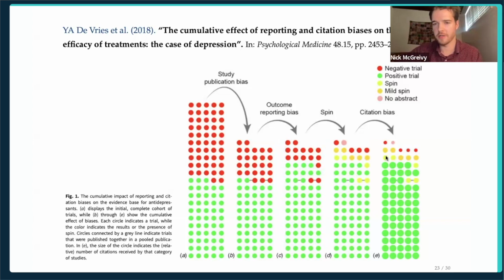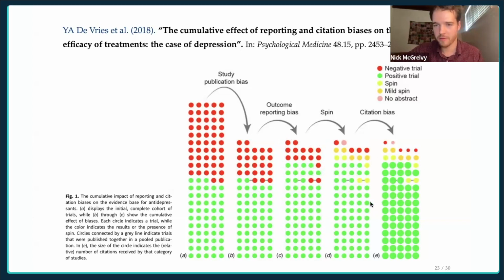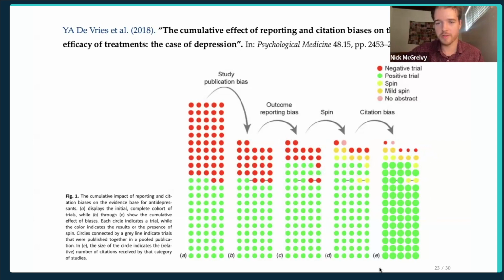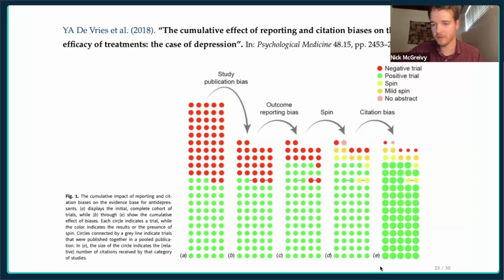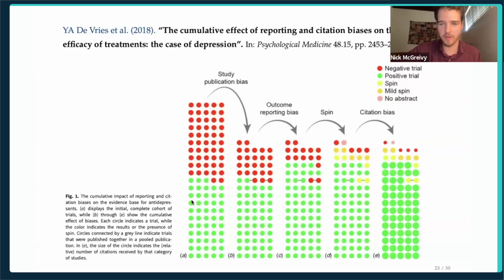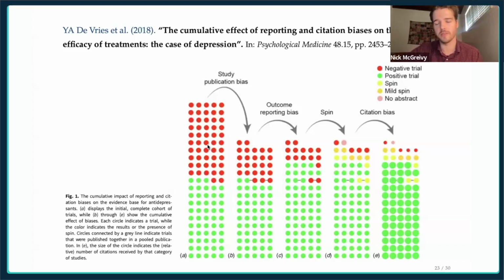And then to add insult to injury, the papers that have positive results are cited 3 times more than those with negative results. So when you look at the scientific literature, almost everything you see is, wow, these things work, they're statistically significant. But actually, of all the trials that were done, half were not statistically significant. And so the scientific literature can be quite misleading as a result of these biases.